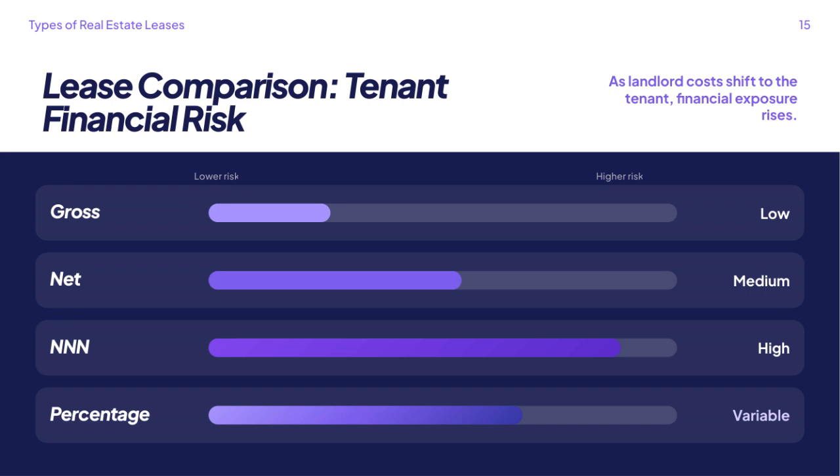Moving to a net lease, the tenant begins to take on some costs, pushing their financial risk to a medium level. Finally, in a triple net or NNN lease, the tenant assumes the majority of expenses, which means their financial risk is the highest. Understanding this spectrum is crucial for evaluating lease agreements and managing potential financial exposure effectively.